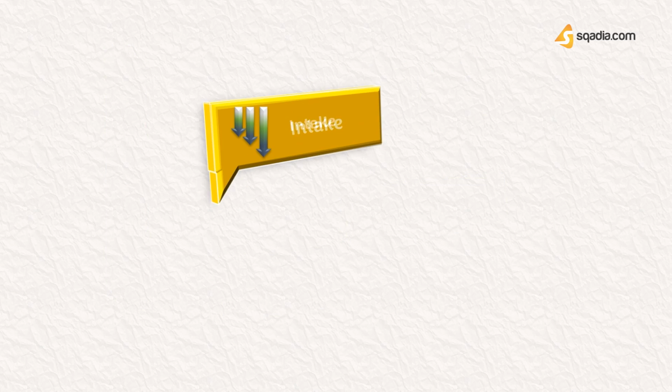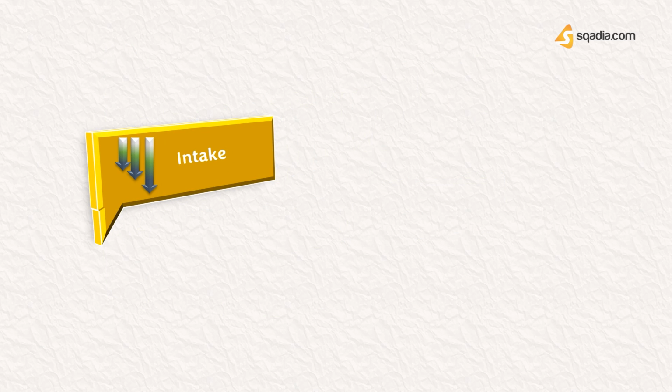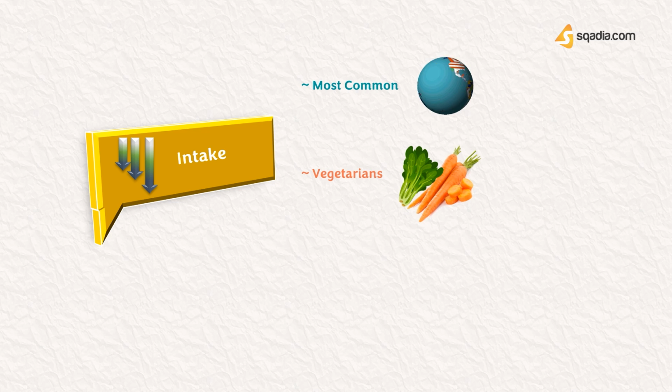Let's begin with decreased iron intake. This factor is most common and usually prominent in vegetarians who lack readily absorbable heme iron in their diet and hence face iron deficiency. This kind of iron deficiency also occurs in infants with low iron content in breast milk.